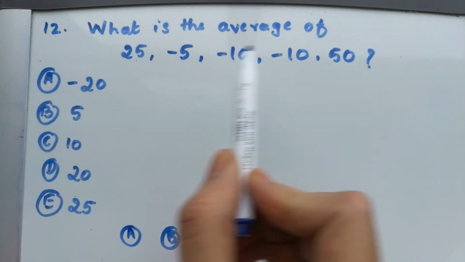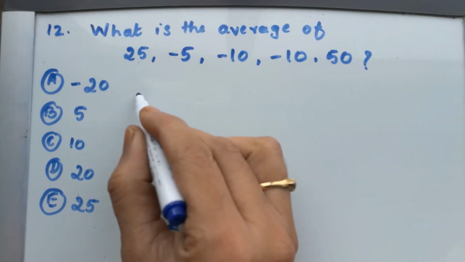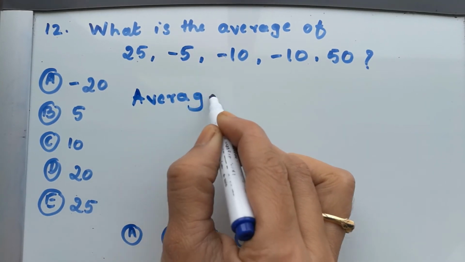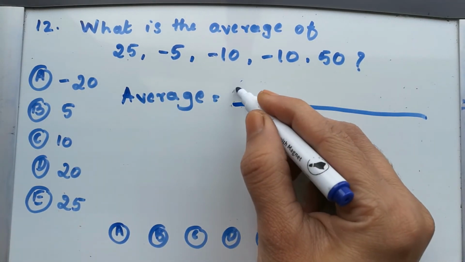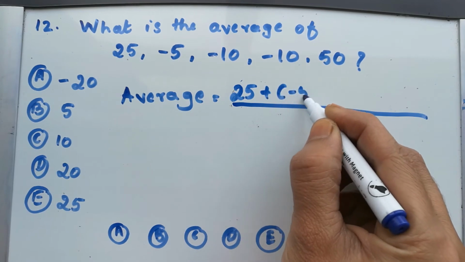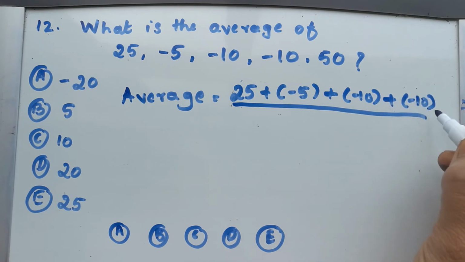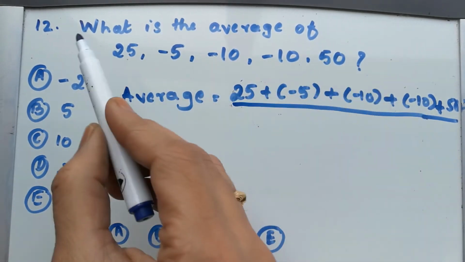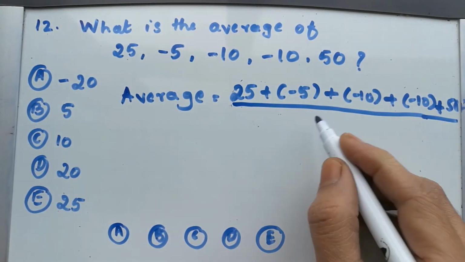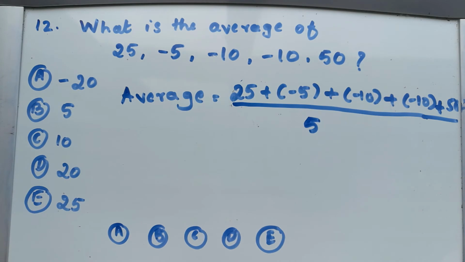Next question. What is the average of 25, minus 5, minus 10, minus 10, 50? Average means the sum of all the given numbers, that is 25 plus minus 5 plus minus 10 plus minus 10, the last number plus 50, divided by the total numbers. How many numbers are there? 1, 2, 3, 4, 5. Total 5 numbers are given. Sum of all the numbers divided by total number gives you the average.